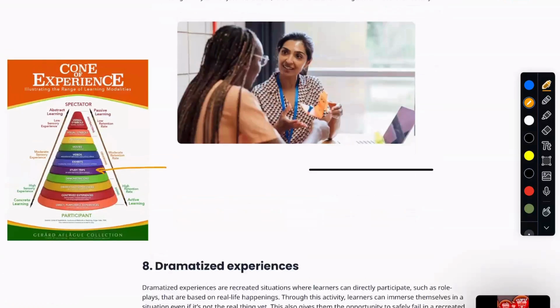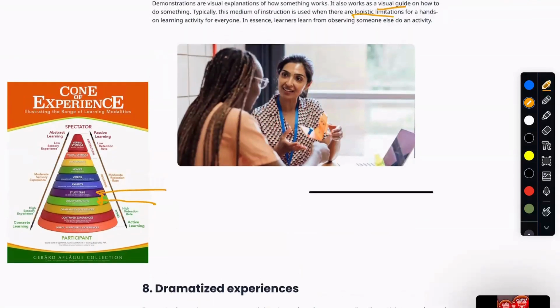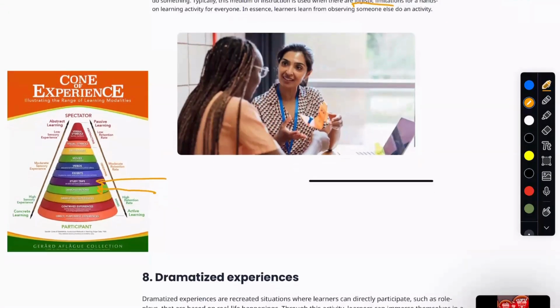Demonstration. Demonstration is the next in line, where we're now in the active learning, but the least of the active learning. Demonstrations are visual explanations of how something works. It also works as a visual guide on how to do something. This medium of instruction is used when there are logistic limitations for a hands-on learning activity for everyone. So learners learn from observing someone else do an activity.